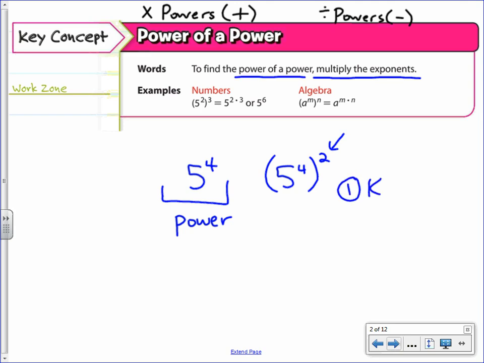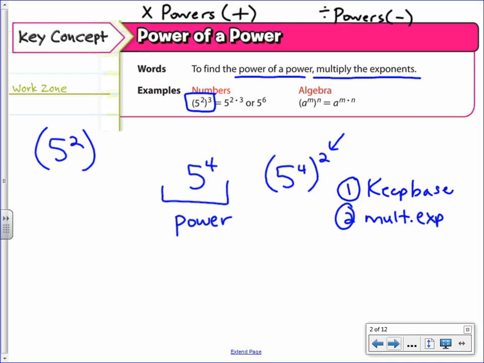Just like I did before, I'm disappointed that they don't write: Step 1 is keep the base. Step 2 is to multiply the exponents. So we have 2 steps. When I'm raising a power to a power, I'm going to keep the base and I'm going to multiply the exponents. So here I have 5 squared to the 3rd power. 5 squared raised to the 3rd power.